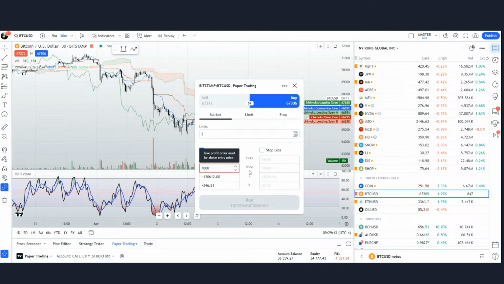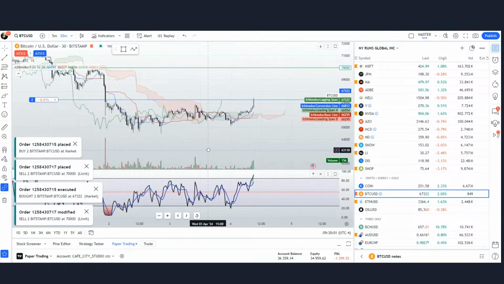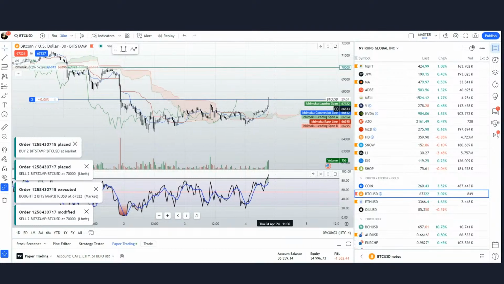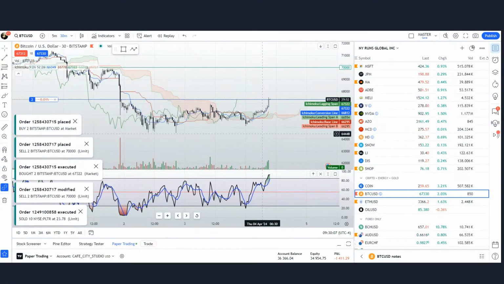70,000, this is the price. You see, take profit. There you go. 15% into the Bitcoin. It seems like the Ichimoku cloud is giving me a good signal, going into the upper level.